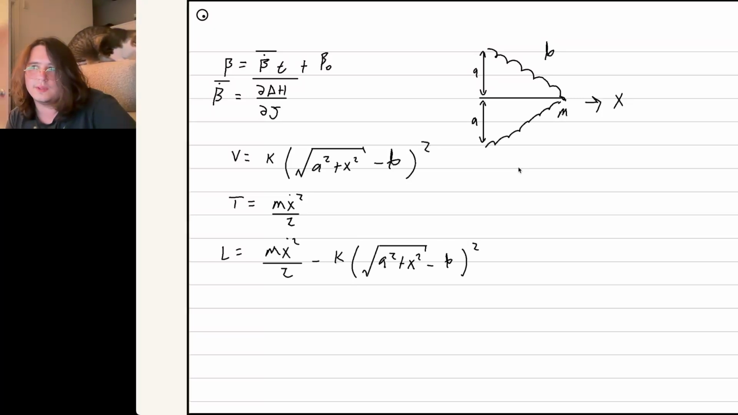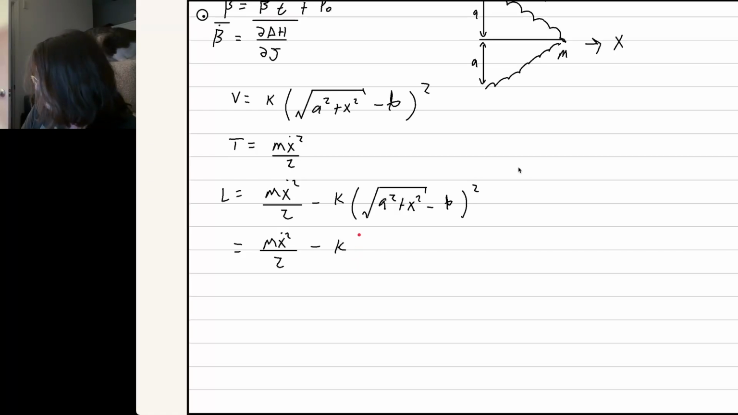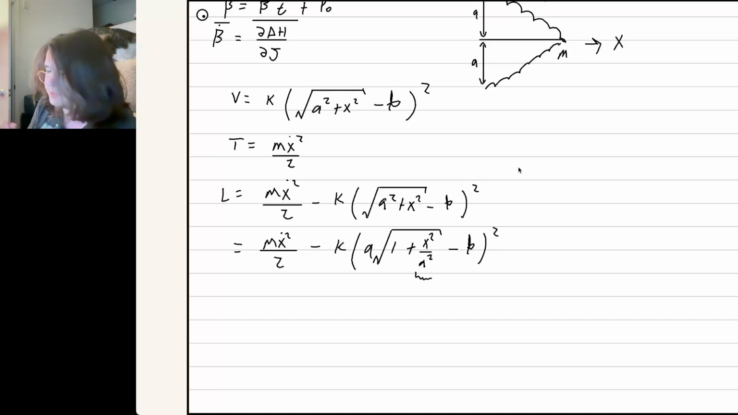What we want to do with this is simplify the potential term to bring a outside of the radicand, a times the square root of 1 plus x squared over a squared. And then look at that, we have something that is primed for using a binomial expansion. What I mean by binomial expansion is a Taylor expansion around the stuff that's here, which is supposed to be small.